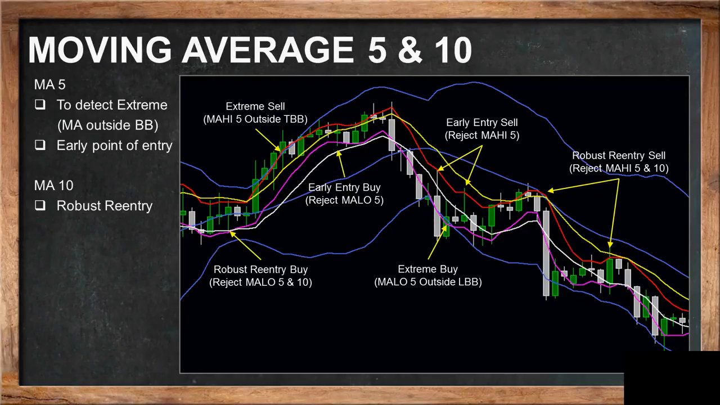Detecting extremes means that the MA is outside of the Bollinger Band, as shown over here. So you have an extreme sell at the top, and also an extreme sell at the bottom. Correction, extreme buy at the bottom.